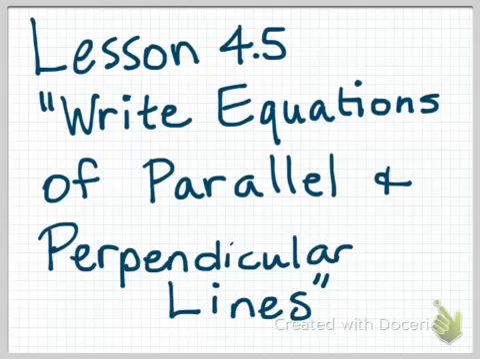In Lesson 4.5, we're going to be writing equations of parallel and perpendicular lines. So you might want to pause the video and copy the title.